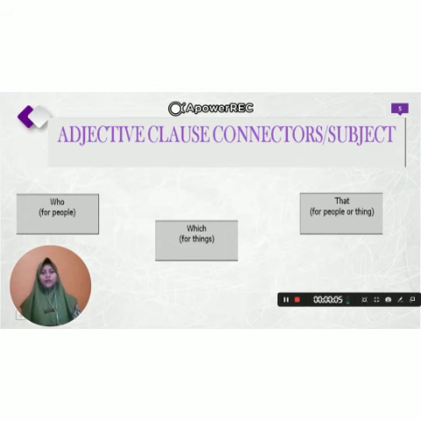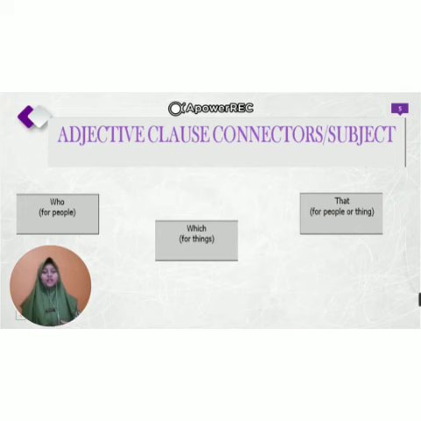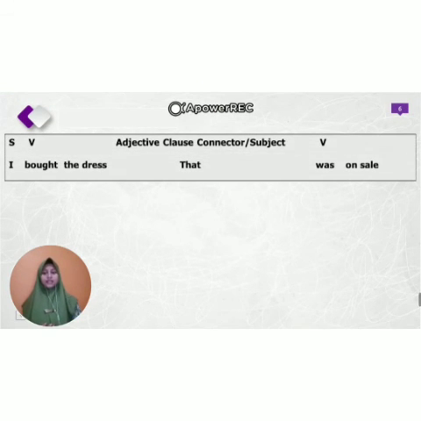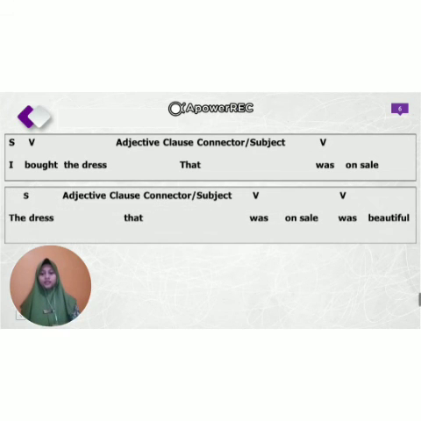Okay, finally I draw a conclusion. In adjective clause connector or subject, the words usually used are who for people, and then which for things, and then that for people or things. And the formula for this skill is first subject and then verb and then connector and subject and then verb, or it could be first subject and then connector and subject and then verb and then verb.